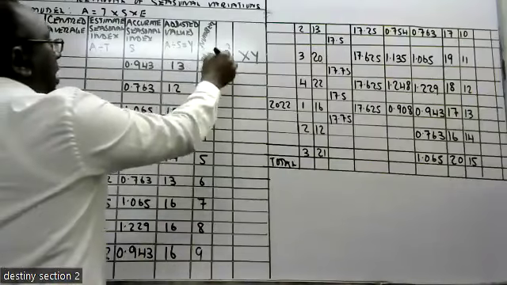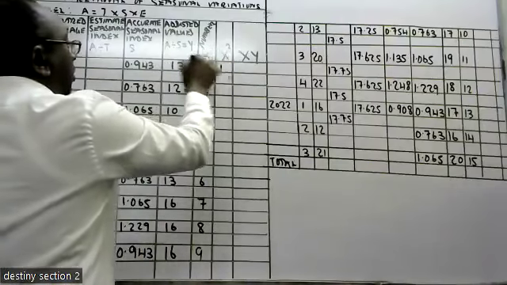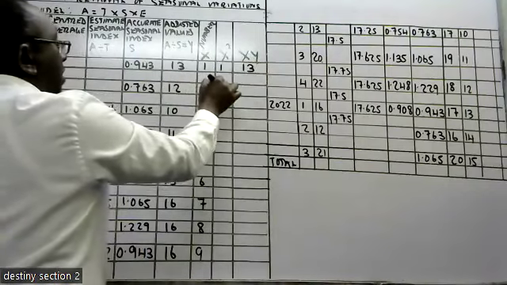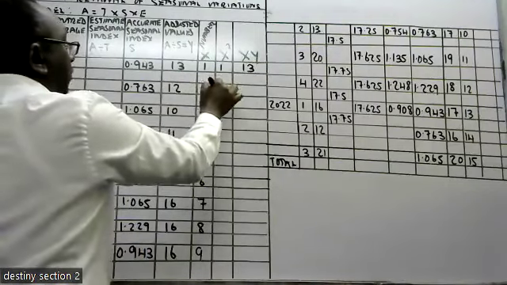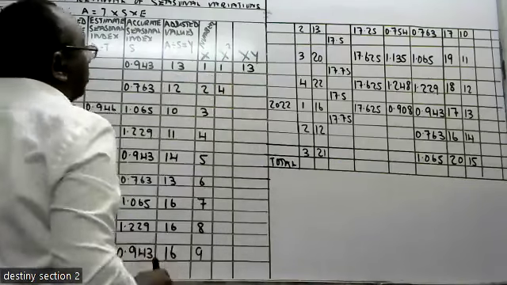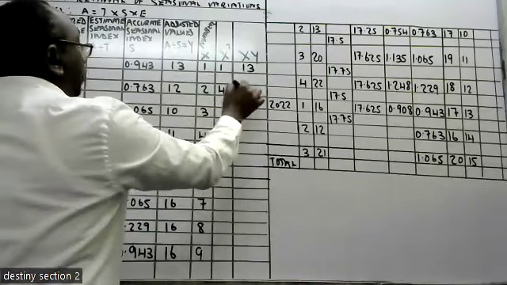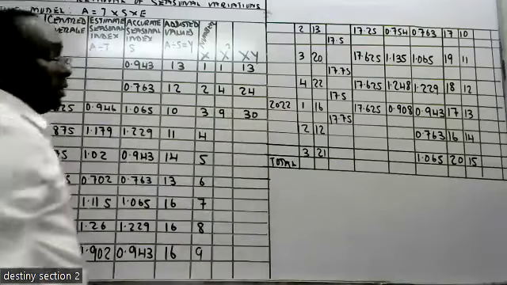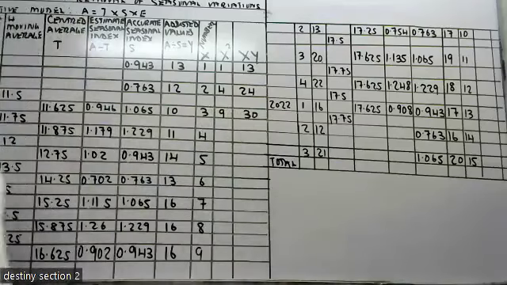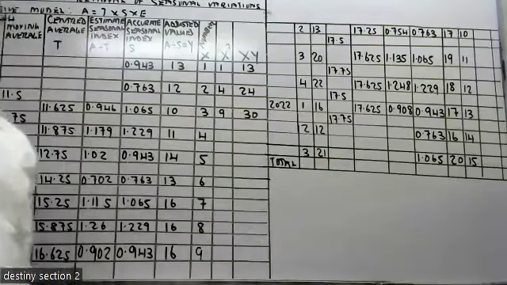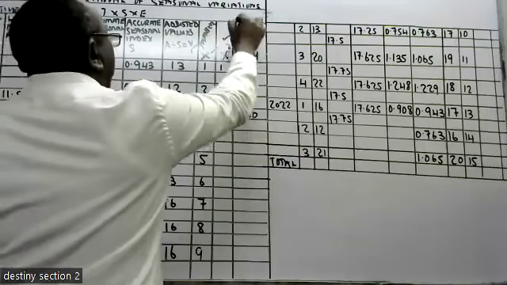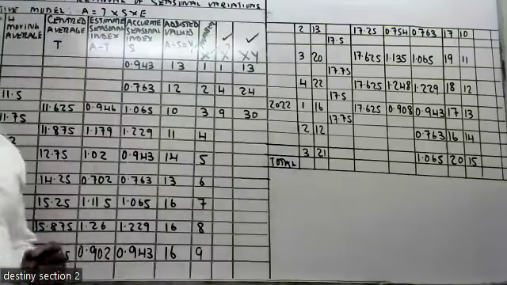Hapa utakuwa unasema 1 square, that is 1, 13 times 1, that is 13. 2 square is 4, 12 times 2 is 24. This is 9, this is 30. So endelea namna hiyo, utanipea totals za the 4 columns. Total ya y, ya x square na those the last 4 columns. Jaza na utafute totals.